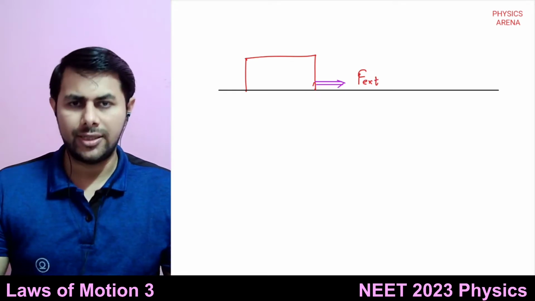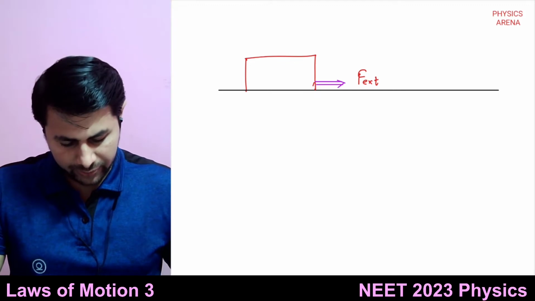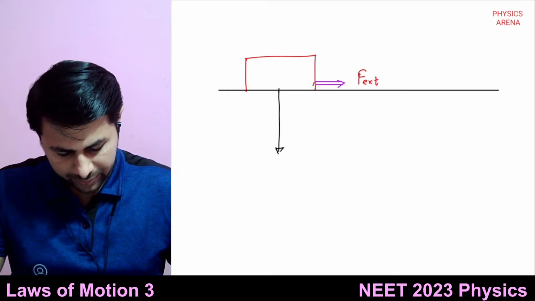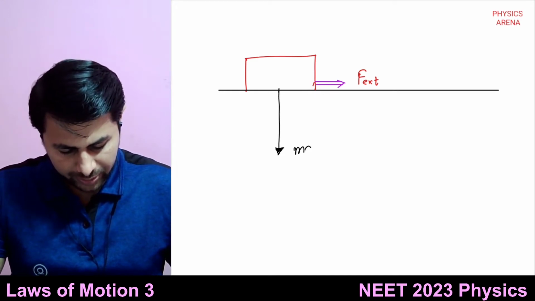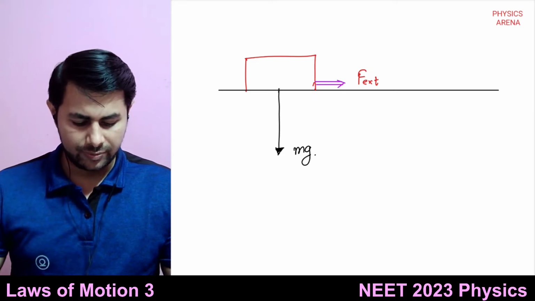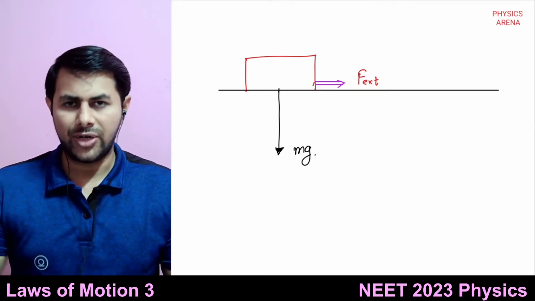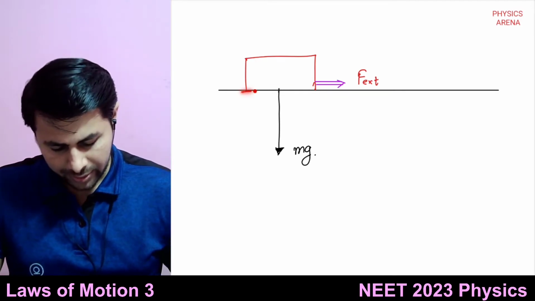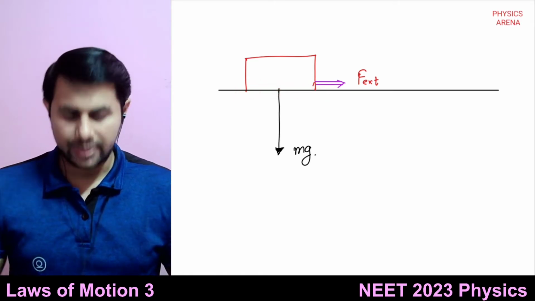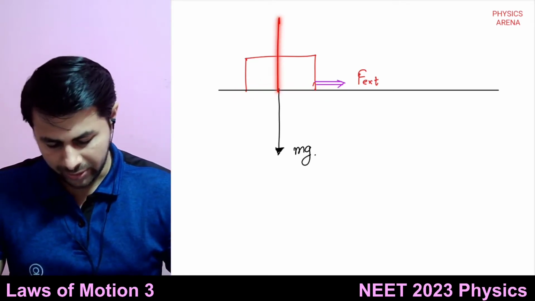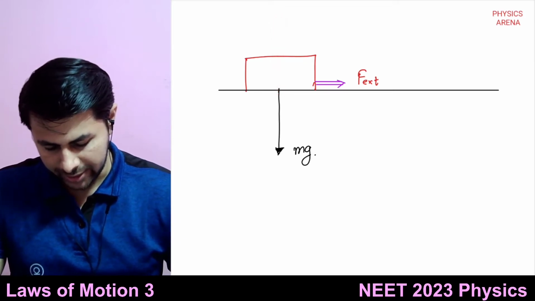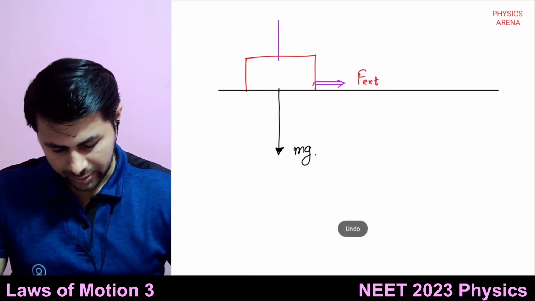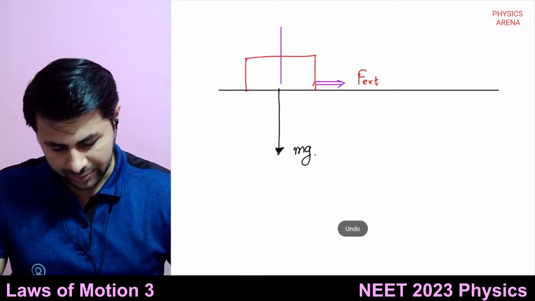Now, what are the real forces acting on the block? There is one external force and there is one what? Gravitational force. The gravitational force is mg. These are the two forces, and now you can call them action forces. And there is a reaction force due to this surface. So there is a component of the reaction force perpendicular to the surface, which is known as the normal reaction.